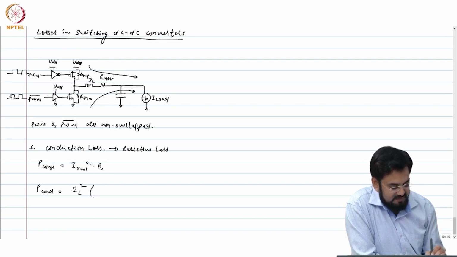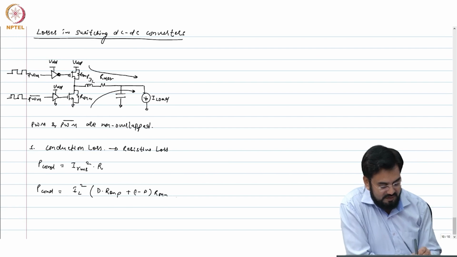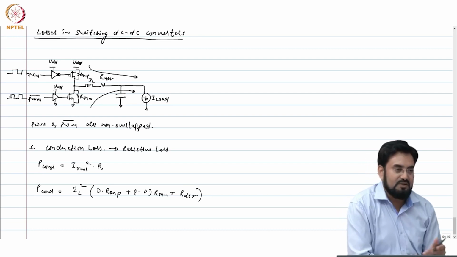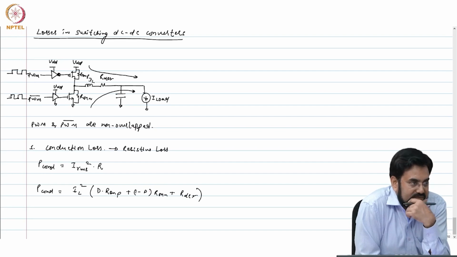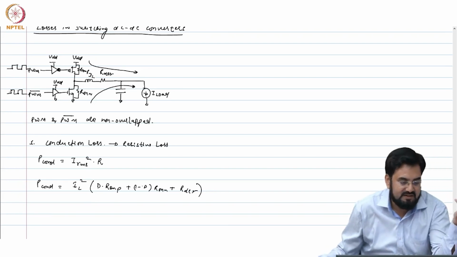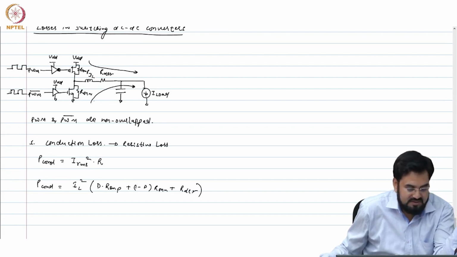Multiplied by R, what do you have? So you have D times R on P plus RDCR, plus 1 minus D times R on N plus RDCR. Okay, that's how, if you know the duty cycle, you can calculate the RMS losses. And RDCR is usually specified by the type of inductor you are using. So if you look at the data sheet, it will tell you the RDCR number, and R on P, R on N comes from the design.